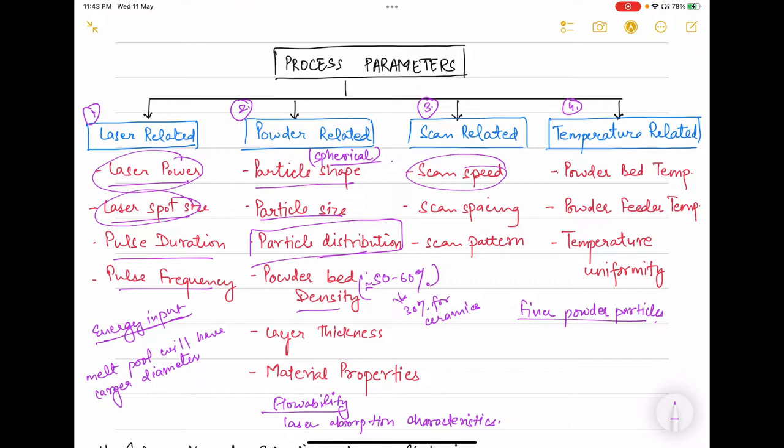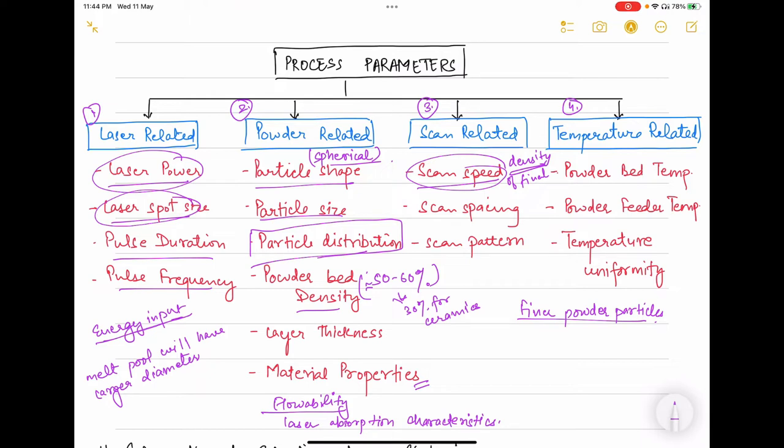Then material properties like thermal conductivity and layer thickness. The thermal conductivity should be good enough so that it is able to absorb the laser energy that is required to melt it. If the conductivity is high, the heat will be dissipated faster and it won't melt. So it should be of an optimum value. The other process parameters are scan speed. Scan speed directly affects productivity and the density as well, because it decides the energy input into the system. And the higher the scan speed, the faster the print will be completed.